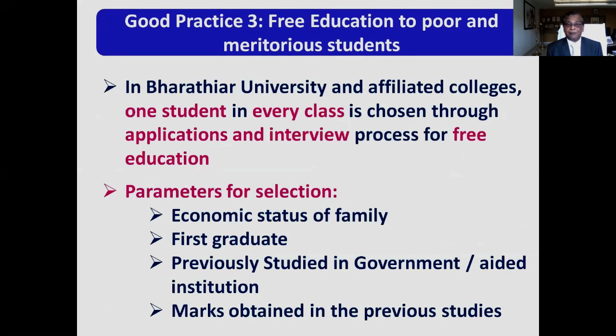But the government has many more schemes. They have a lot of scholarship schemes, and these are based on academic status: first graduate, previously studied in government school, then marks obtained in the previous studies. So free education has to be there in many institutions. In fact, Professor Tiruvasagam wanted 5 students for each branch. Right now we are having only 1.